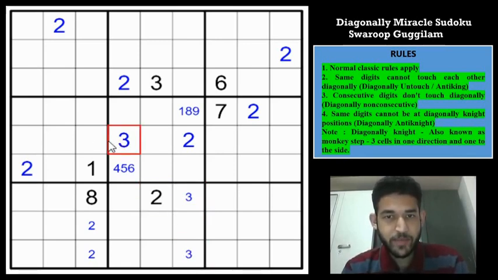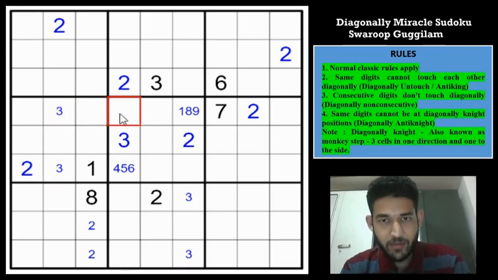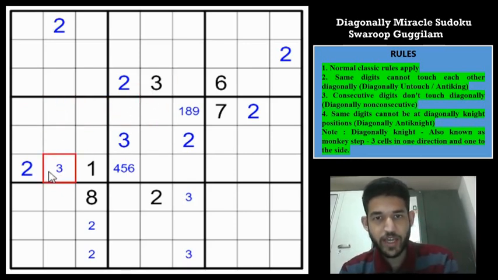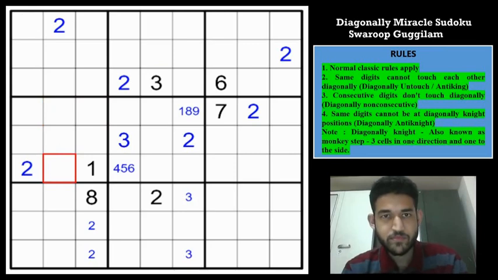So we need to be careful on that part. So look at this 3. 3 can't be here. 3 can't be here because of the untouched rule, and 3 can't be here because of 1, 2, 3 and 1. So which means that 3 must be in one of these 2 cells. But this 3 is at a monkey step away from this 3, right? So 3 has to go here. And which means we'll have the 3 here, classic.